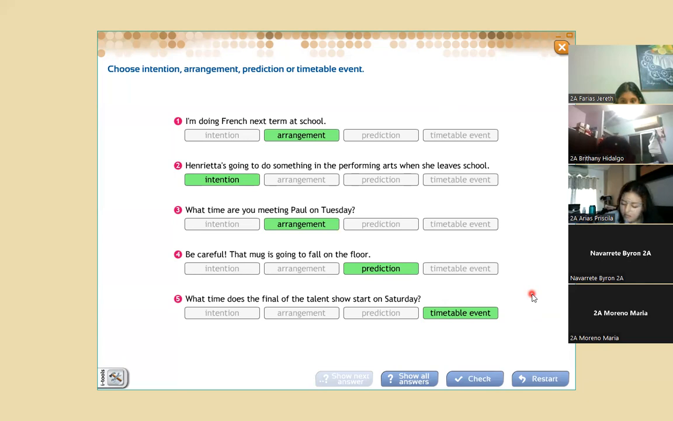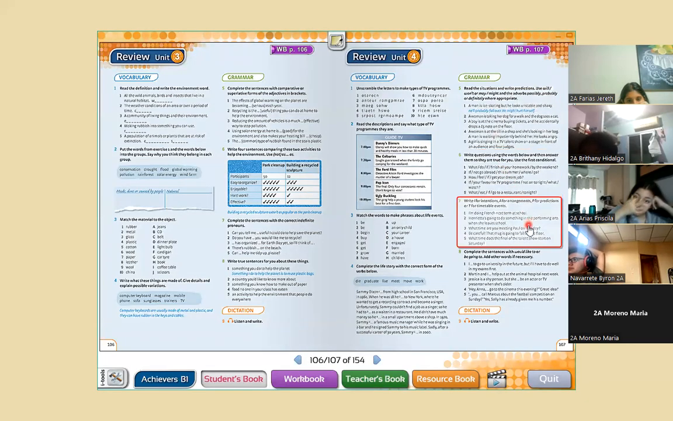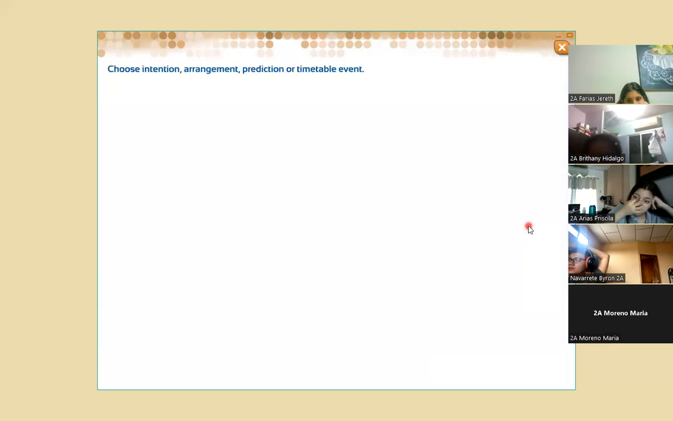That is the difference between them. Arrangement, where you program. Intention, when you expect to do something. Prediction, when you are trying to get the result because you have some facts. And the timetable event, when you have a program about something. Okay? Using this information about the differences, we go to the next part of this, okay?